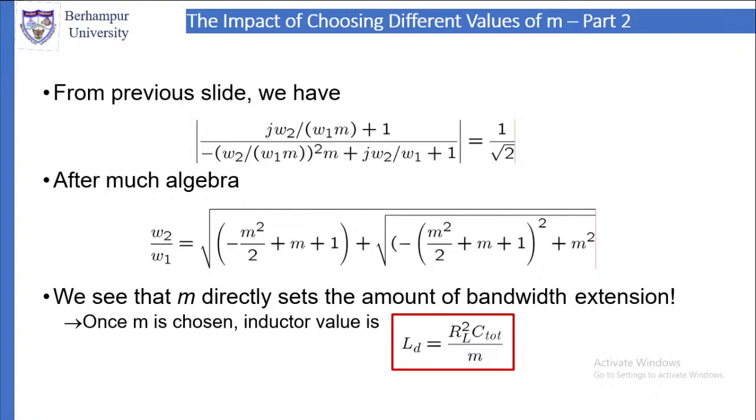So once you choose m, then we can find out what is the inductor value. We have already seen m is equal to RL times C total divided by tau, tau being LD by RL. Therefore, LD is equal to RL square C total by M. So once we choose M, we can find LD. RL is known, C total is known, so we can find out what is LD.